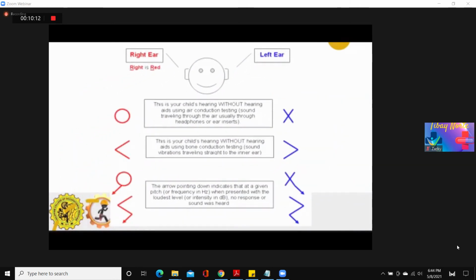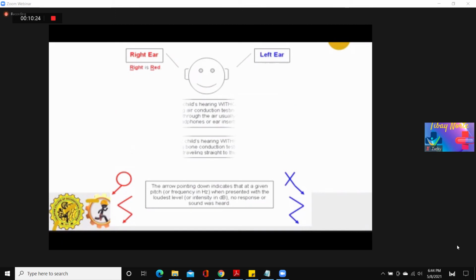Next, they are just the previous symbols with the addition of an arrow pointing down. This indicates that at a given frequency, even when presented with the loudest level or intensity, no response was heard or elicited from your patient.